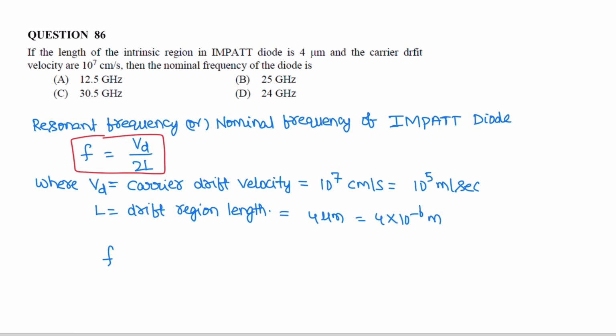Now the nominal frequency f is drift velocity 10 power 5 by drift length 4 into 10 power minus 6, which is 10 power 11 by 4, 100 by 4 into 10 power 9. So that is 25 gigahertz. So the correct option is B. Sorry.